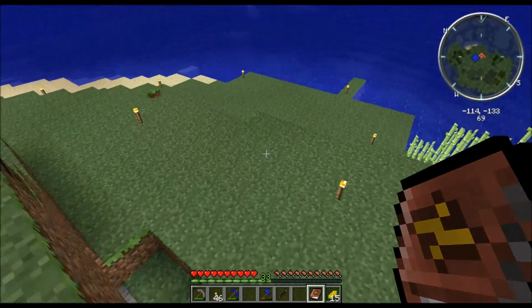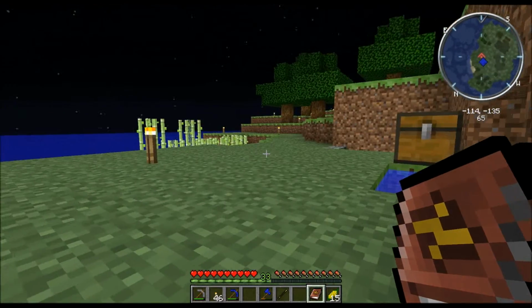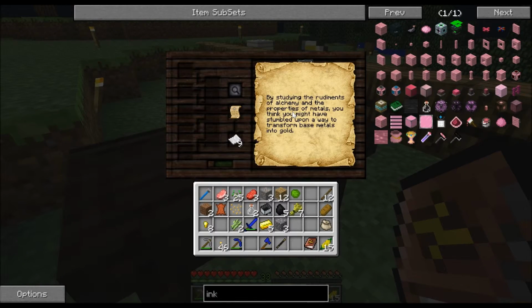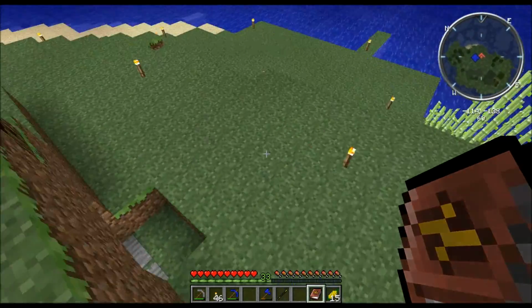Alright, well, we're going to need some gold, so I'm going to take a few of the gold. Alright, so it's going to take the gold, because I can tell you right now, if you read this, it says, by studying the rudiments of alchemy and the properties of metals, you think that you have stumbled upon the way to transform base metals into gold. So it's telling you you're going to need gold, which is the precious stuff. So let's go get some more.